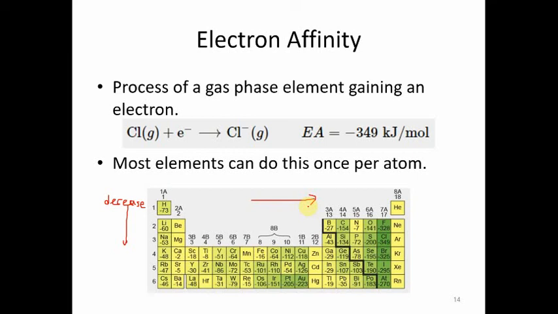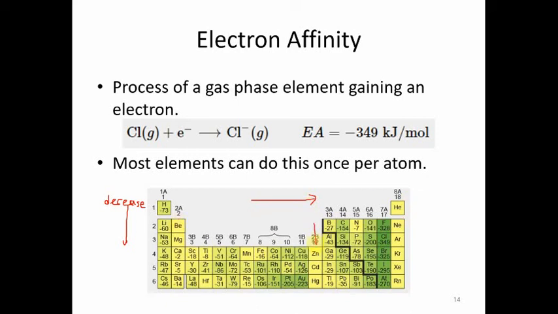The reason for this is due to the trends in the effective nuclear charge and the number of shells as well. But what you want to be able to recognize here is that this is essentially the opposite process of ionization energy, that for most elements it's negative, but you have several cases where it is positive.